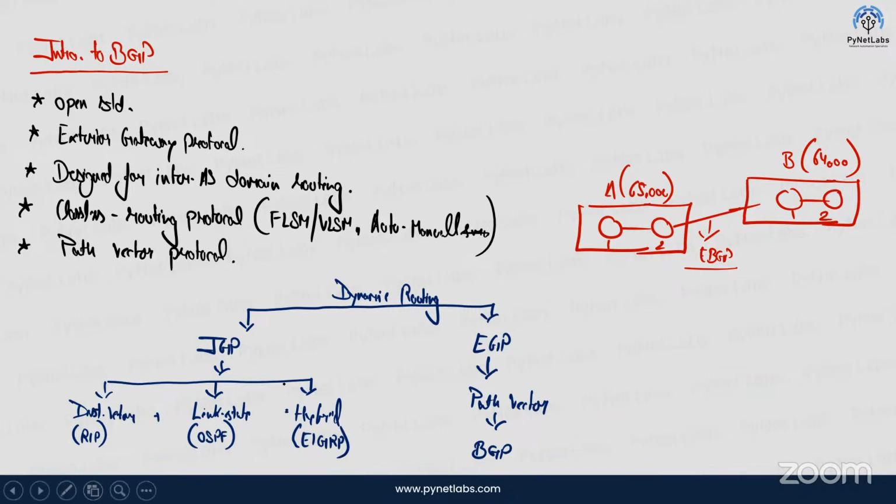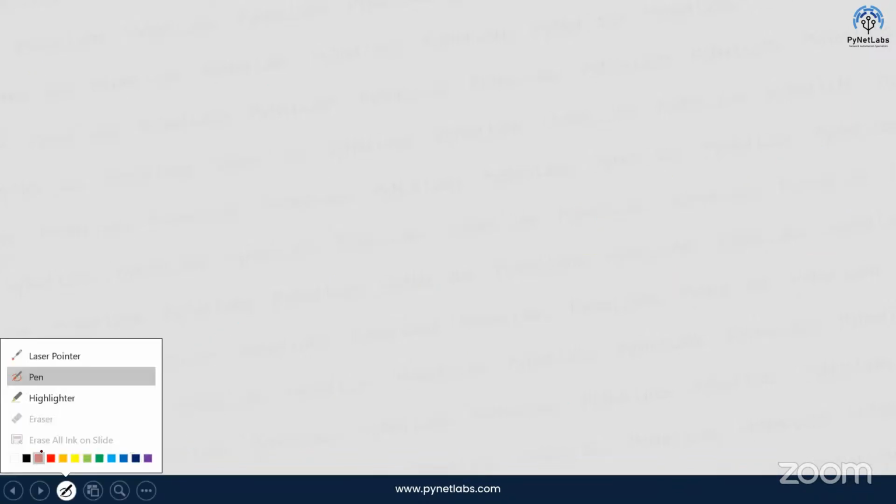So this is one thing, but we were on the point of what exactly this path vector is, which is associated with this EGP. When I say path vector, it is nothing but a method of sending the routes along with the path information. So I'll write the statement for what exactly path vector is.